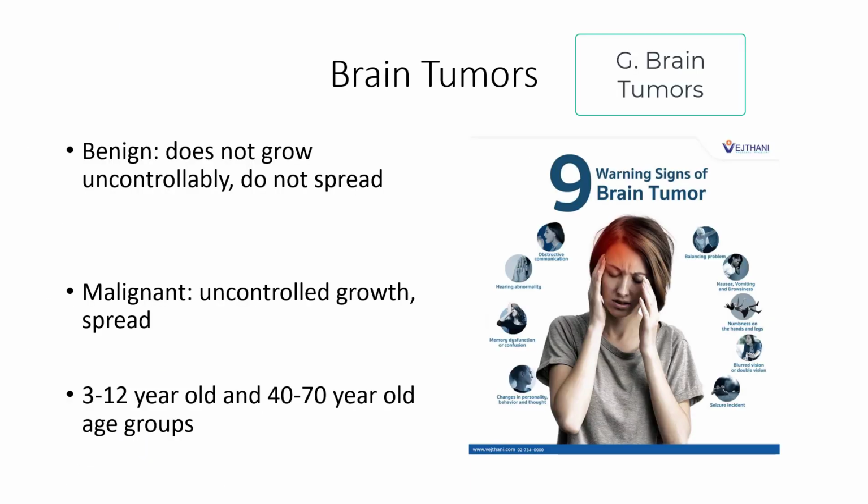Last up, brain tumors. There are two types here. There's a benign brain tumor. It does not grow uncontrollably. It does not spread in the brain. Then there is the malignant brain tumor, characterized by uncontrolled growth and spread, even spread to other parts of the body. Brain tumors are most common in people who are 3 to 12-year-olds or 40 to 70-year-olds. So most of you are probably between the ages of 40 and 70. And hey, it's less likely that you have a brain tumor.